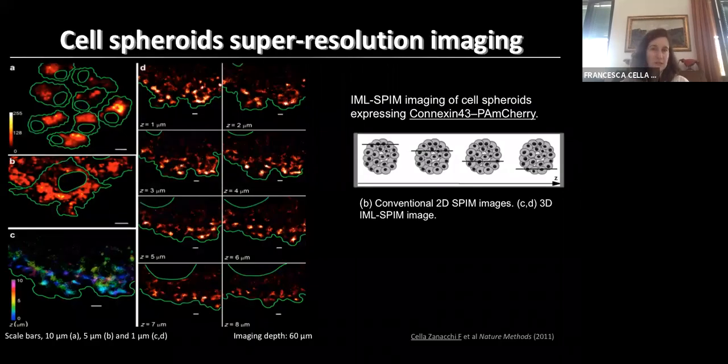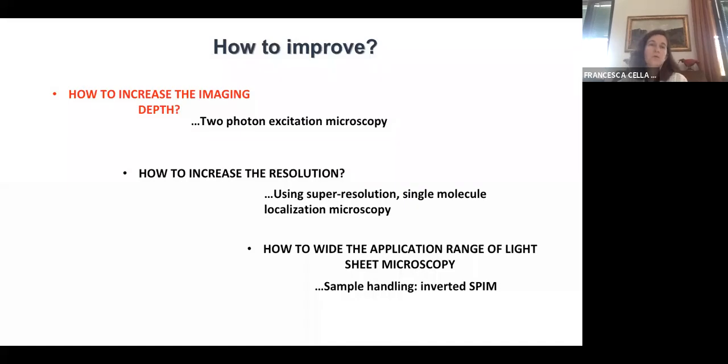And then we move to the real sample. Here you can see, for example, in the mammary cell spheroid, connexin 43, a protein that was labeled with PM cherry as a fusion protein. You can see different planes, 1 micron by 1 micron, and you can also see the color-coded map with all the information overlapped. So we saw how we can increase the resolution, how we can combine light sheet microscopy and single molecule localization microscopy to improve the resolution.